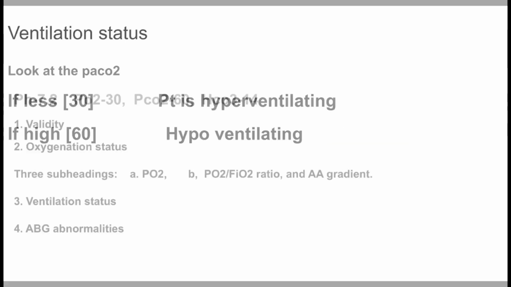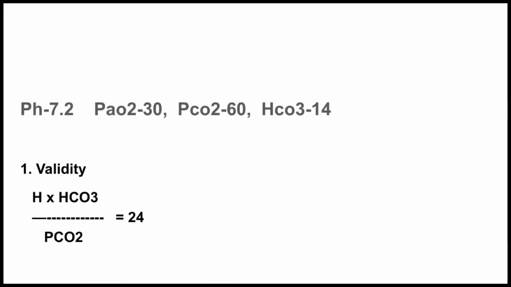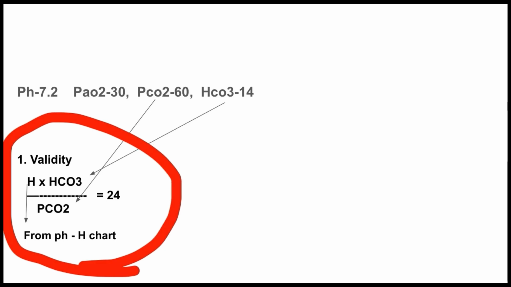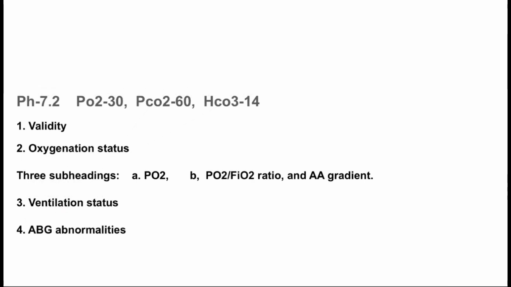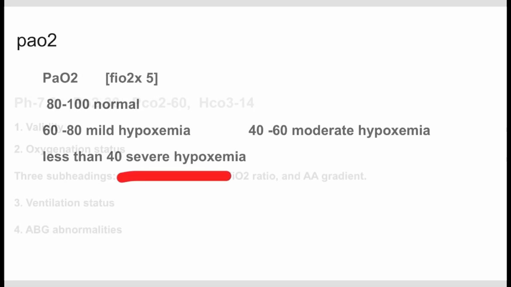So now we will try to read this ABG in a step-by-step manner. First, find out whether the ABG is valid or not by using this formula: H times bicarbonate divided by PCO2 should be 24. If you get 24, that means this ABG is valid. Second, look at the oxygenation status. In that, first is PaO2. PaO2 here is 30. So the patient has severe hypoxemia.